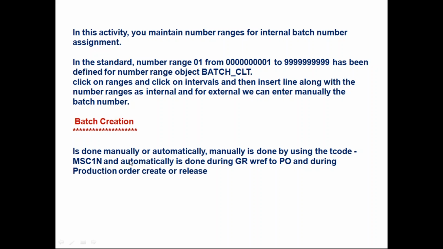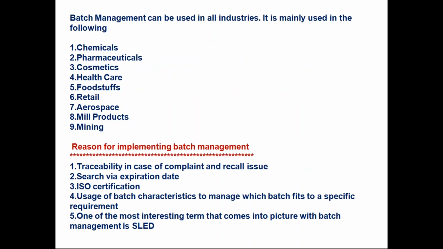So batch creation is done either automatically or manually in two areas: during GR with reference to purchase order for raw materials and all, and during GR creation with reference to production order create and production order release.